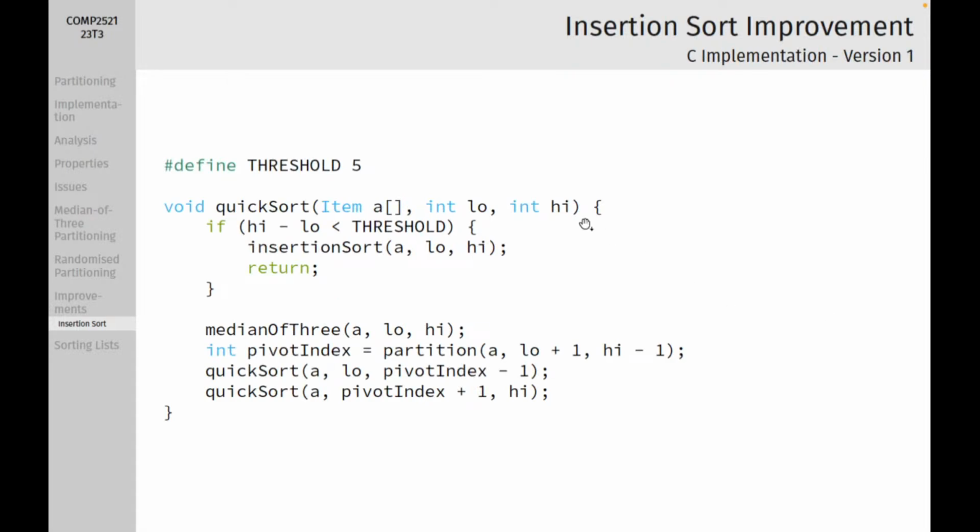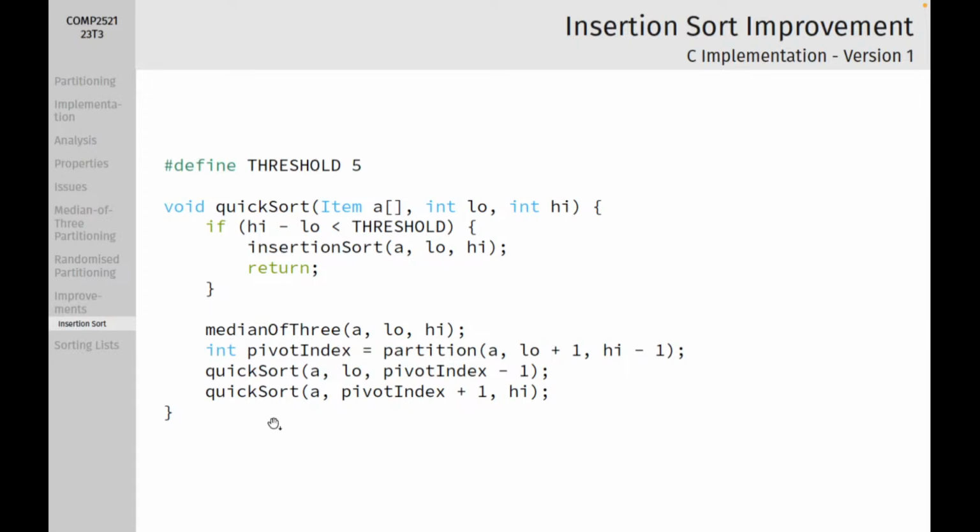And here is one way of implementing it. We hash define a threshold, where if the size of the array is less than that, then we don't recurse any further, and we use insertion sort instead. So here, if high minus low is less than threshold, then we call insertion sort between low and high, and then we return, and then this is just median of 3 partitioning.